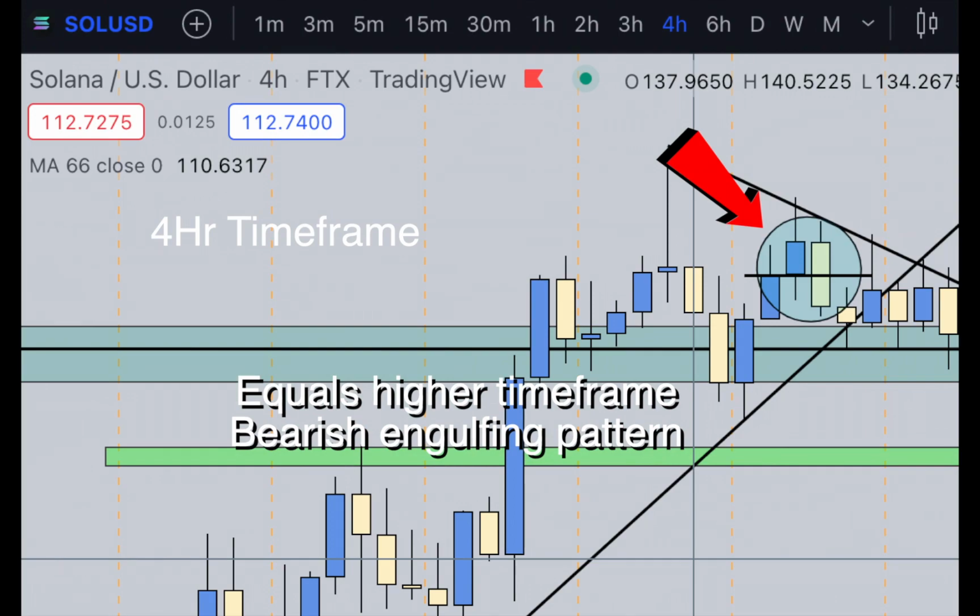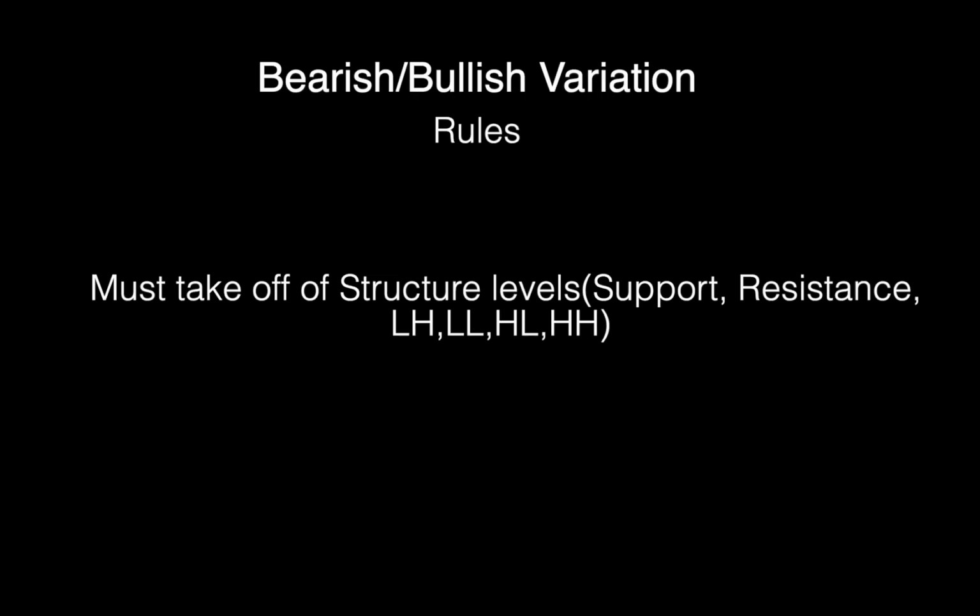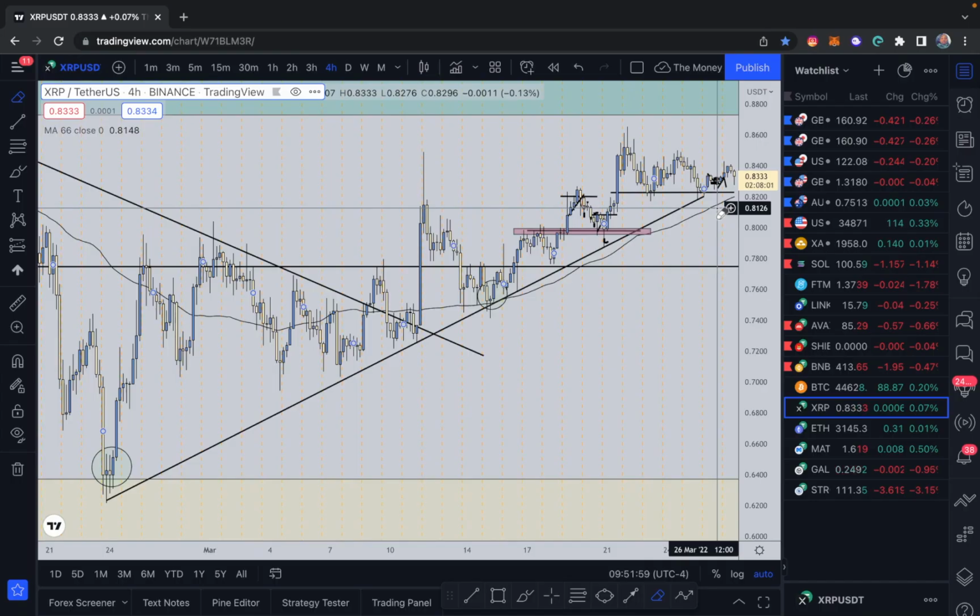Which means everything I said about an engulfing candlestick in the previous step applies here as well, right? As far as rules wise, they must be taken off of market structure levels such as support and resistance, higher lows, lower highs, lower lows, higher highs. Okay, so let's hop in the charts. Let me show you how to identify them and give you some examples of how powerful they are.